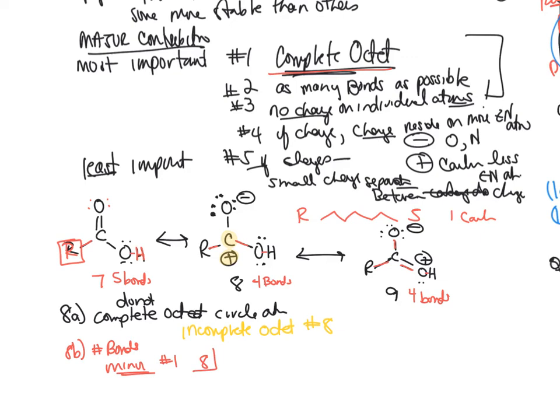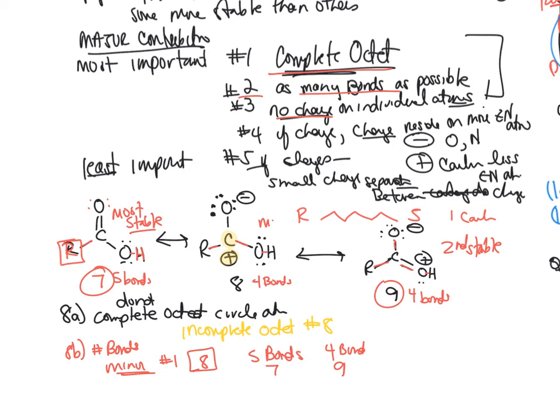Okay, and now we have rule number two, as many bonds as possible. So we're comparing 7 and 9. 7 has 5 bonds, and 9 has 4 bonds. So as many bonds as possible. So this would be the second. So this is the most stable. And it also has no charge on any of the individual atoms. Okay, and this would be second most stable. And this would be the minor contributor.